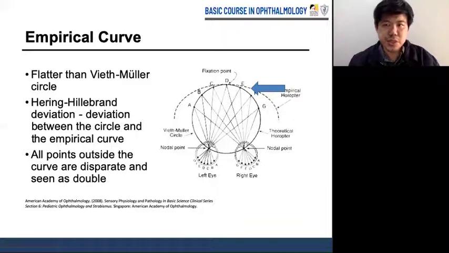So this deviation is attributed to both neural and optical factors, where the nasal hemiretina at any given eccentricity contains more photoreceptors per unit area than the temporal hemiretina, producing a deviation in the horopter mapping in the visual cortex. So yes, all the points not lying on the empirical curve are imaged by disparate retinal elements and should be seen as double.